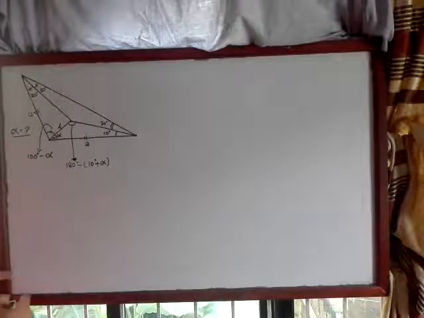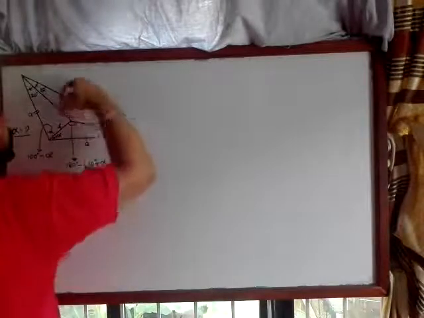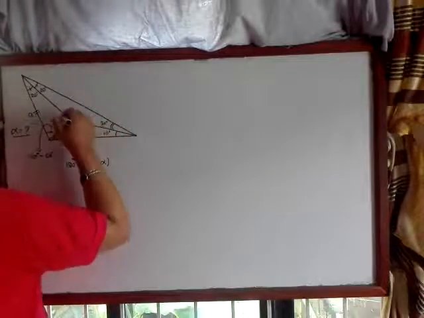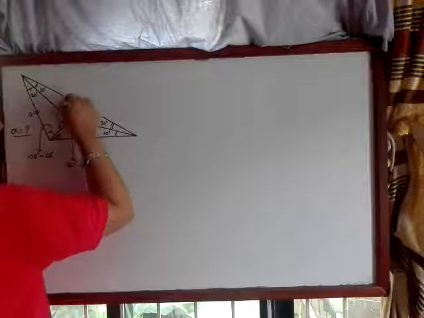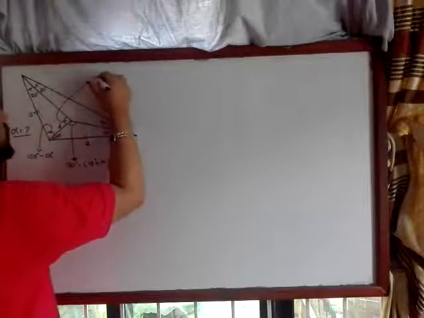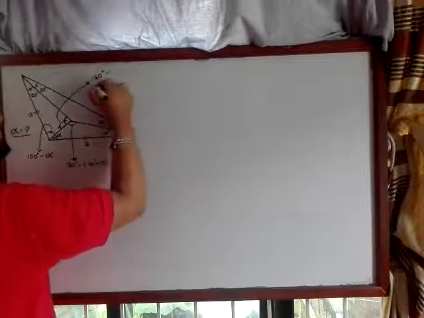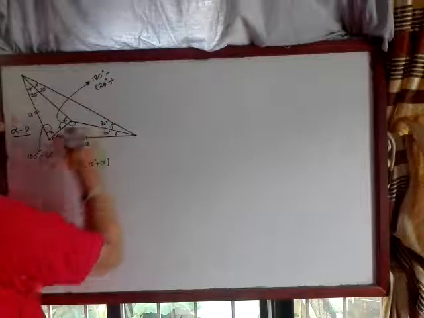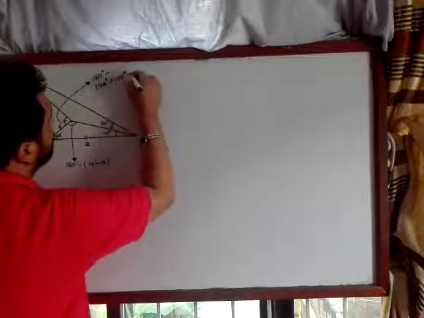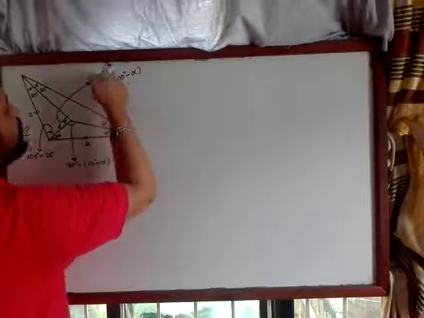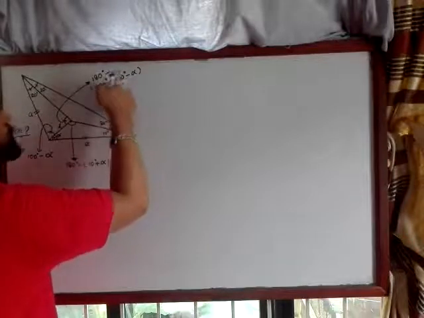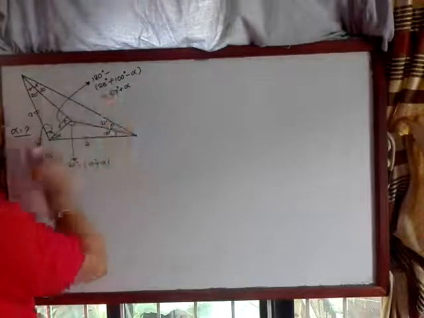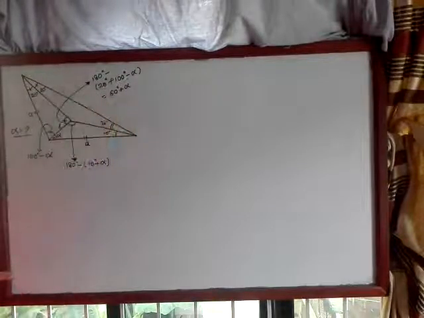Okay, now let's solve for this angle. This angle will be 180 degrees minus 20 degrees plus this angle, which is 100 degrees minus alpha. So basically this is 180 minus 120 means 60 degrees, so this angle is 60 degrees plus alpha.